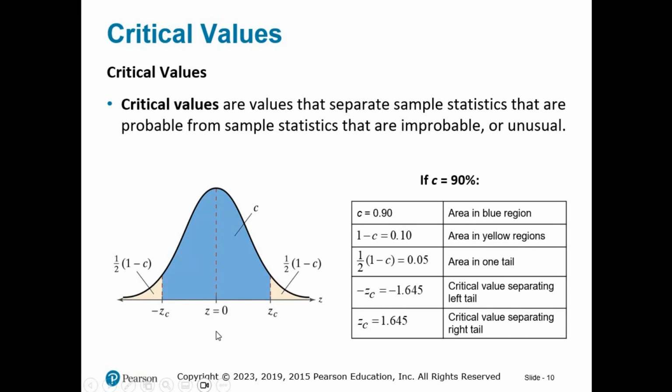Okay, so that makes a really important point. The level of confidence C can also be interpreted as the area captured beneath the standard normal curve. And that area is going to be captured between 2 points that we call critical values, negative Z sub C and positive Z sub C. Critical values separate probable sample statistics that are inside the blue area from improbable sample statistics that are on the outside, the tan area. Let's do a quick example.